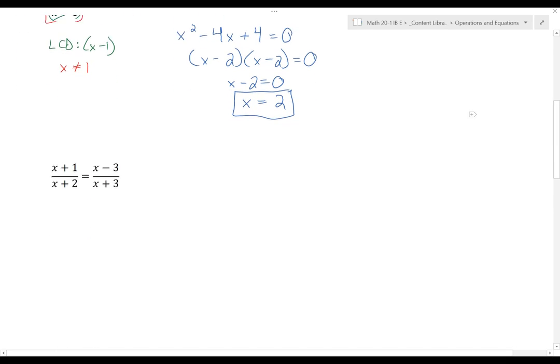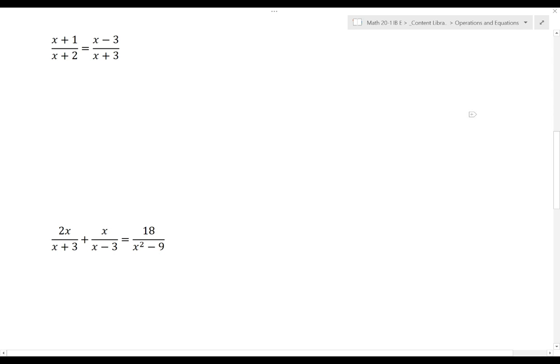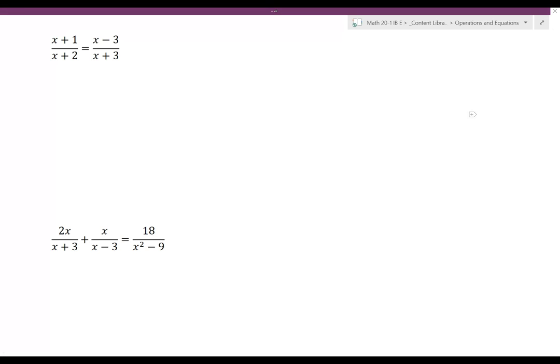Once I start having multiple fractions, then I am going to have to start dealing with the lowest common denominator. So if you want to pause and give these a try before you see how I work through them, by all means, go for it.